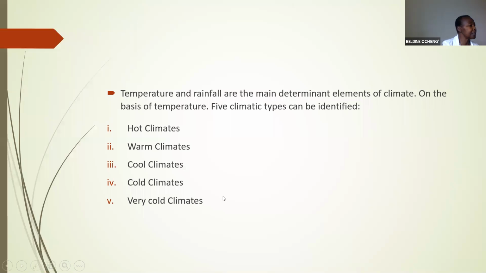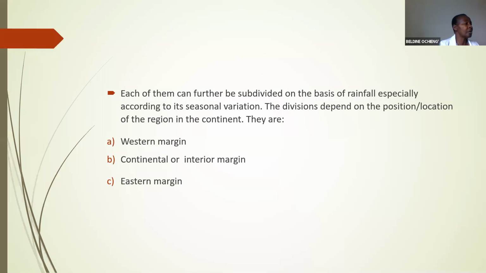Okay, temperatures and rainfall are the main determinant elements of climate. On the basis of temperature, 5 climatic types can be identified. The ones that we've mentioned there: hot climates, warm climates, cool climates, cold climates, and very cold climates. Each of them can be further subdivided on the basis of rainfall, especially according to the seasonal variations of rainfall.